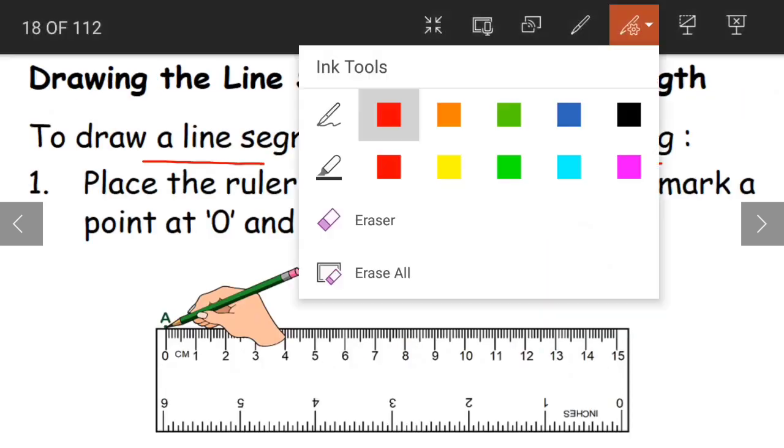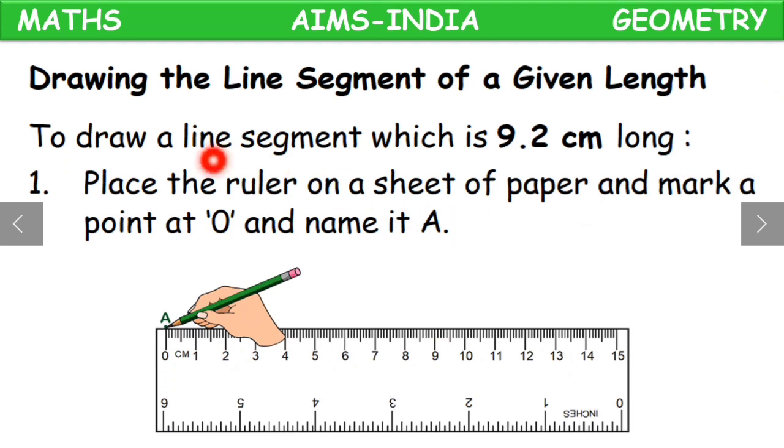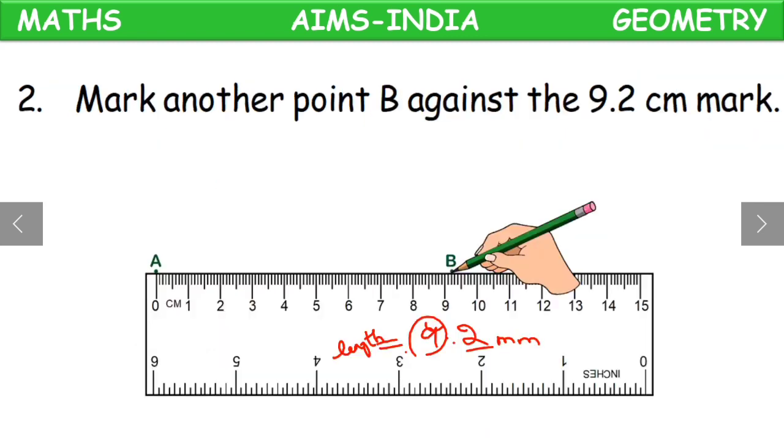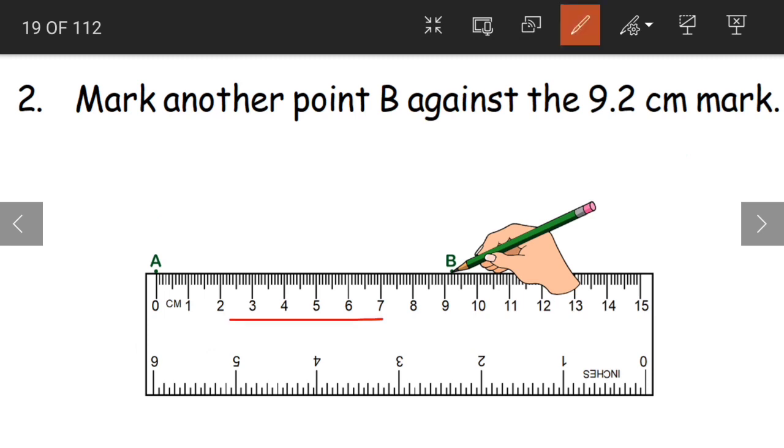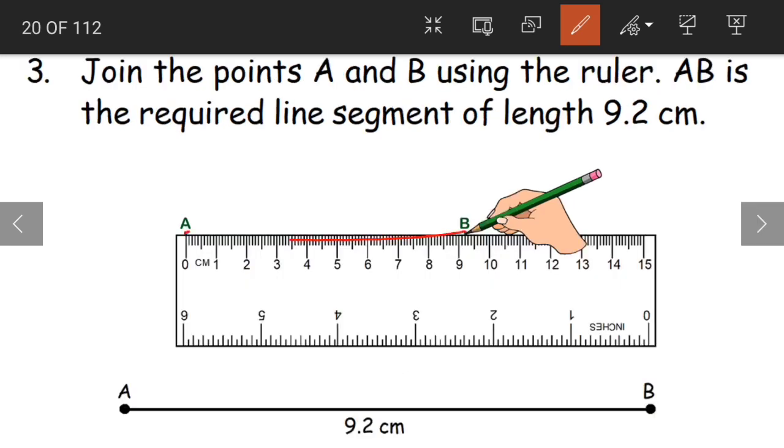So again, before moving on to the next topic, let us revise the steps for drawing a line segment of given length. First, we have to place the ruler, then mark a point at 0 centimeters and name it. Then we have to mark another point at the required length that is asked in the question. And lastly, when we join these two endpoints, we will get our desired line segment with the required length given in the question. Okay, children?